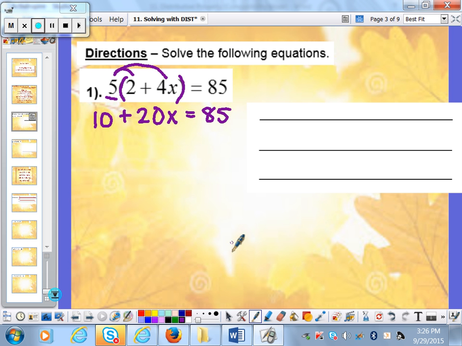Now I've given you these lines over here because I'd like you to justify what you did to get from the given equation to your new equivalent equation. For example, we use the distributive property. So I'm going to write that on this line and go ahead and write it on your page as well.